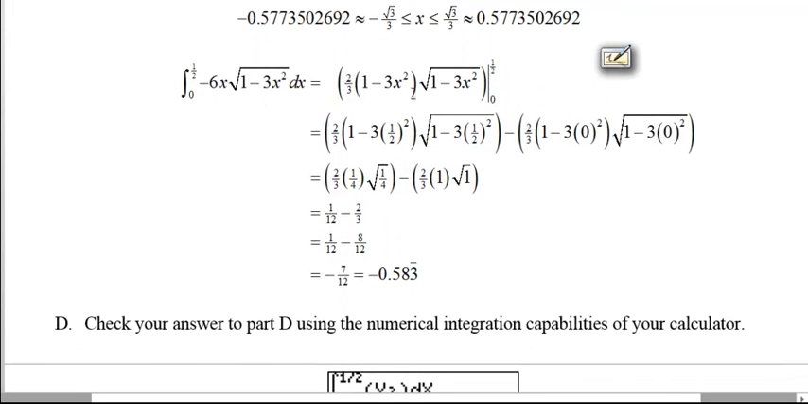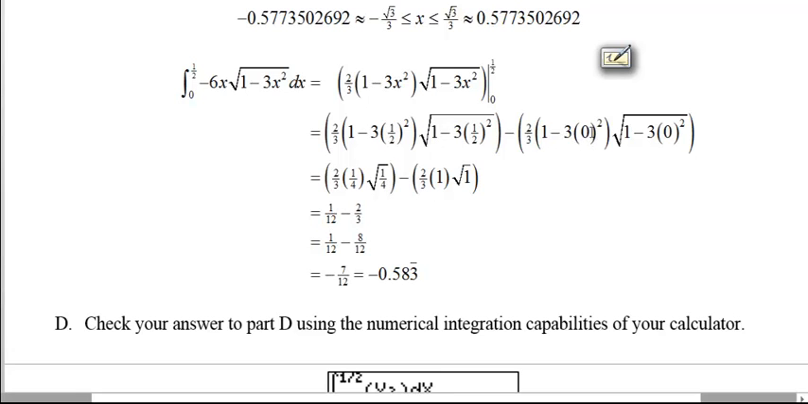We find an antiderivative, and there it is, and we just evaluate from 0 to 1/2. Same antiderivative we just worked out a minute or two ago. So we take this function, plug in 1/2, same function, plug in 0. Let's see what we get here. 1/2 squared is 1/4, times 3 is 3/4. So 1 minus 3/4 is 1/4, and that's the square root of that 1/4 here.